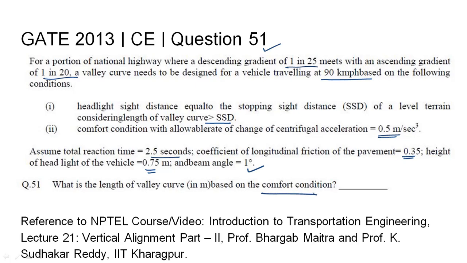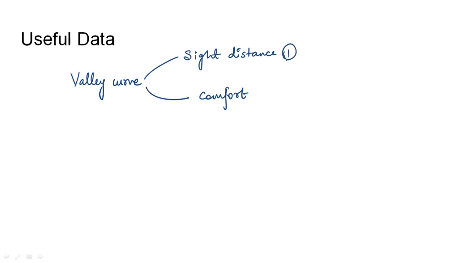The relevant NPTEL reference has been listed. When we design a valley curve, there are two conditions that are used. The first condition is sight distance and the second one is comfort. The students are encouraged to watch the question number 50 video of 2013 itself to study the sight distance criterion, which has been discussed, as this is a part of linked comprehension question.